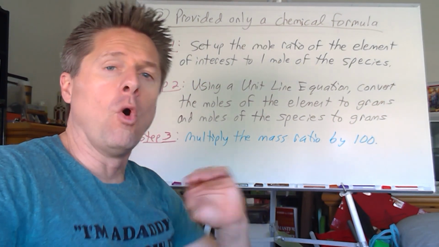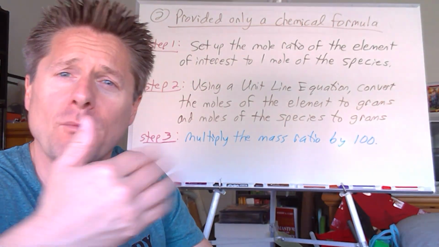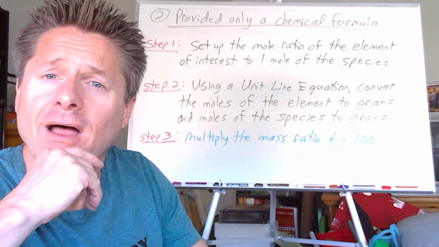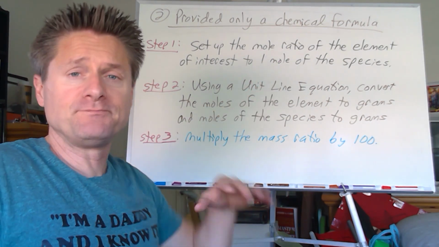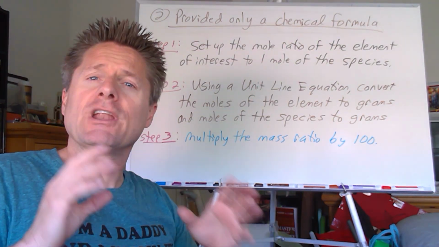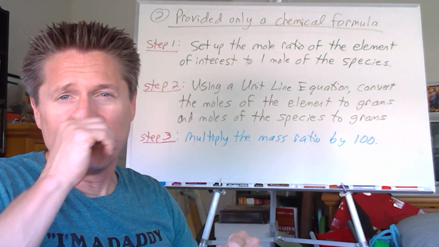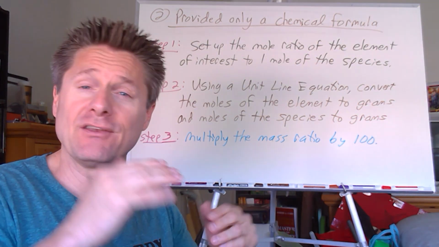So what if we're given only a chemical formula? And remember, the chemical formula provides you the mole-to-mole ratios of the different components of that particular species. So what we're going to do, because this is all we're given, is set up the mole ratio. We're going to assume exactly 1 mole of that particular substance or species. That's the whole. We're going to put that in the denominator.